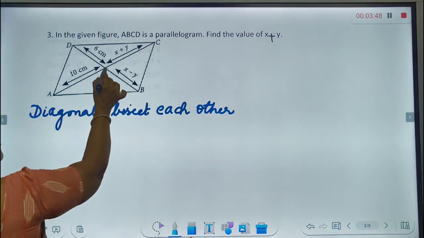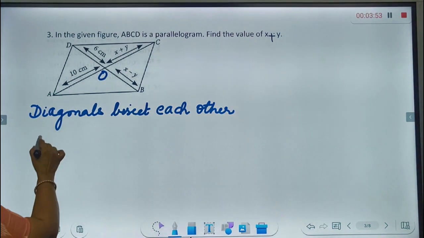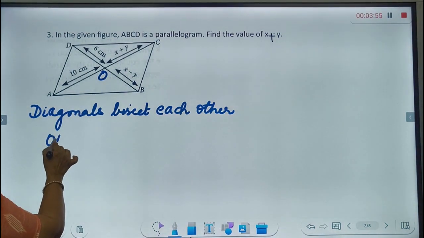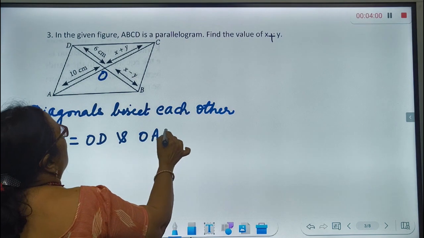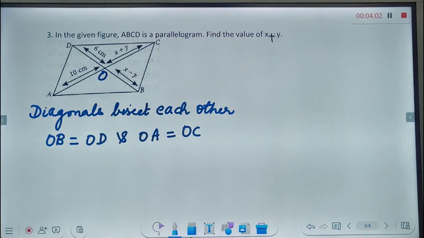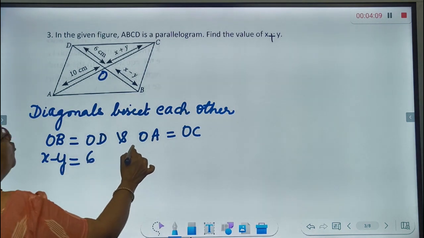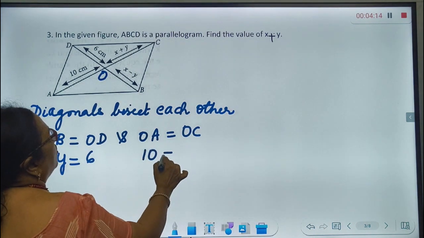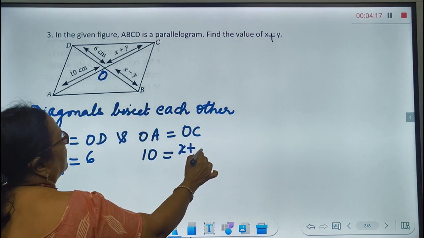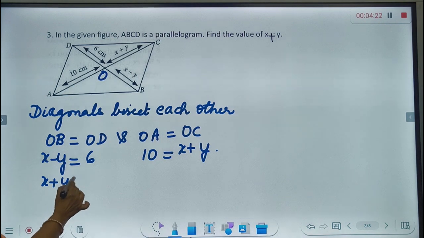Okay, so let me assume that they intersect at O. If the diagonals bisect each other, what does it mean? OB equal to OD and OA equal to OC. If OB equal to OD, what do you get? X minus Y equal to 6, and from OA equal to OC, what do you get? OA is 10. 10 equal to OC is what? X plus Y. So X minus Y is 6, X plus Y is 10.